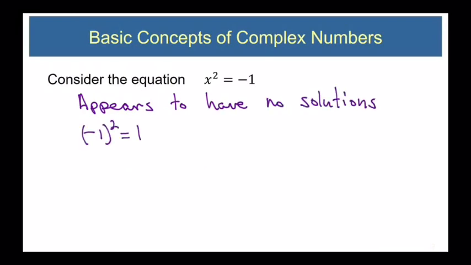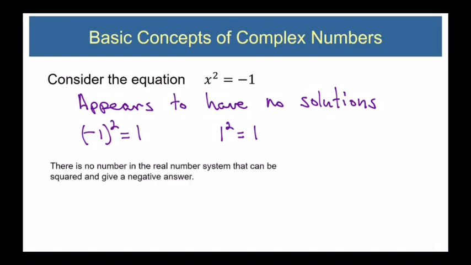-1 squared certainly would not be -1. -1 squared would be +1. And +1 squared would be +1. So there's no number in the real number system that can be squared and give a negative answer.